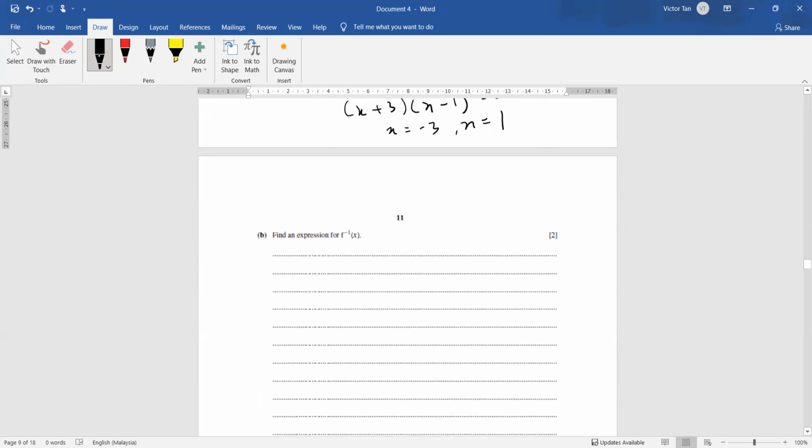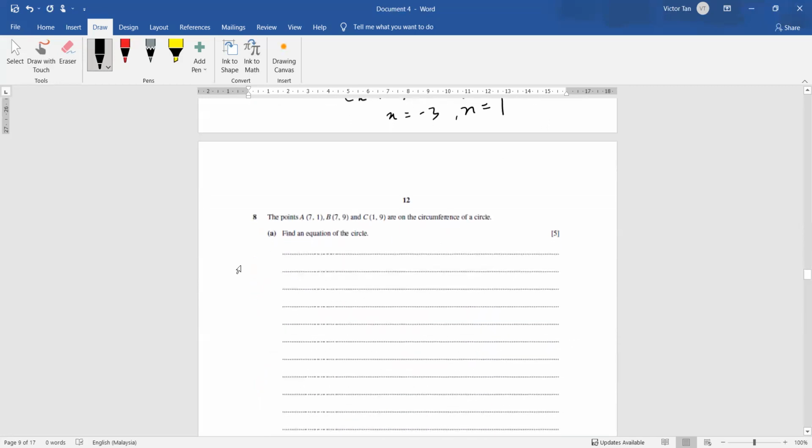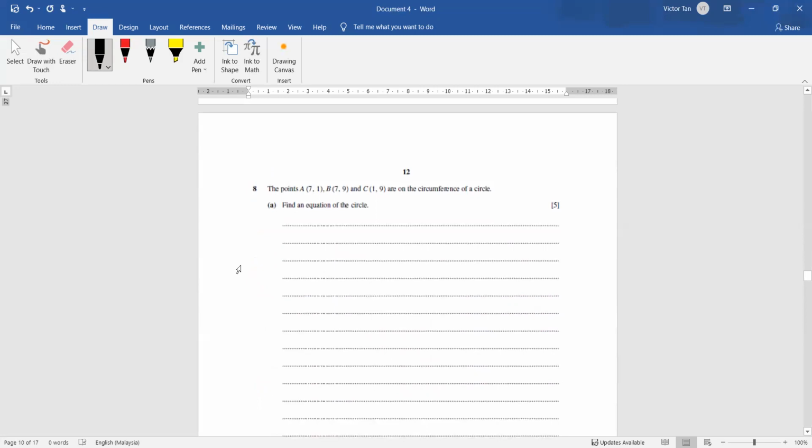Okay, find, oops, this is again a problem. Now, question 8. The points A, B, and C are on the circumference of a circle. This is also another new question starting from 2020, on circles. Find an equation of a circle. So the circle would have equation x minus a squared plus y minus b squared equals r squared, where the point (a, b) is the center of the circle and r is the radius. Find an equation of the circle.